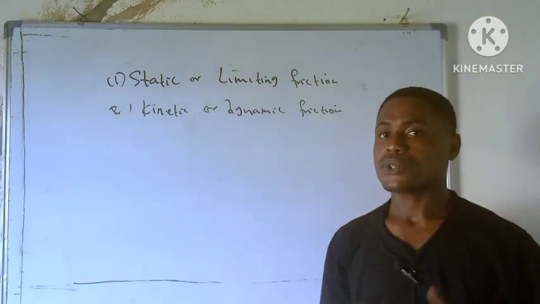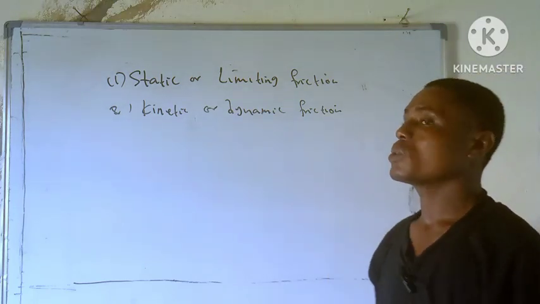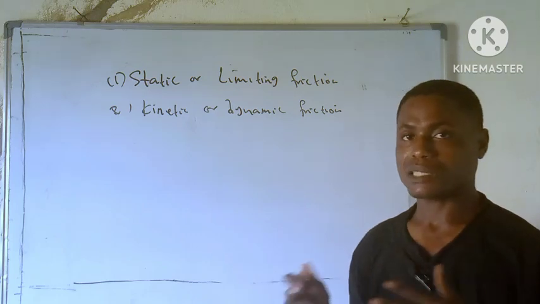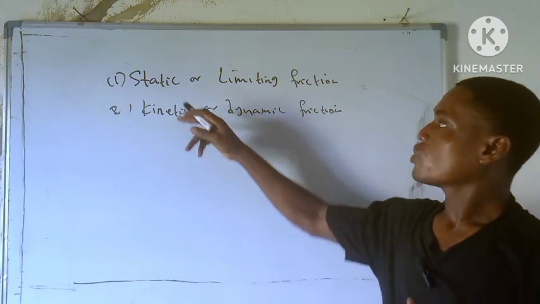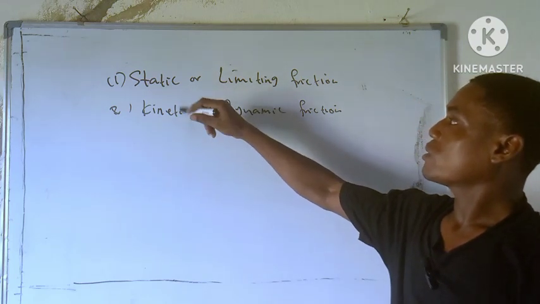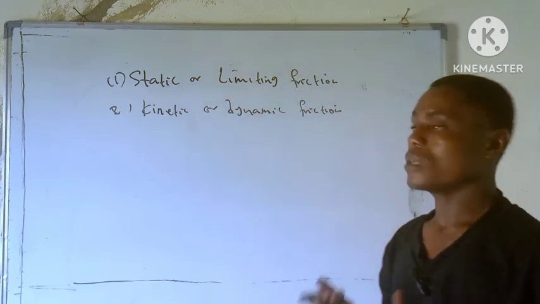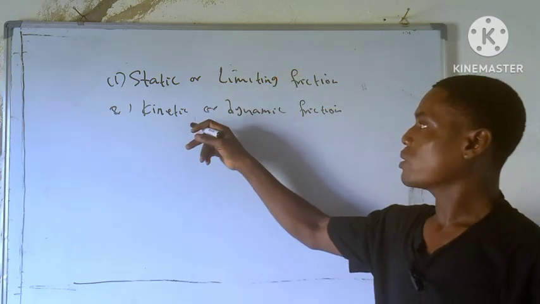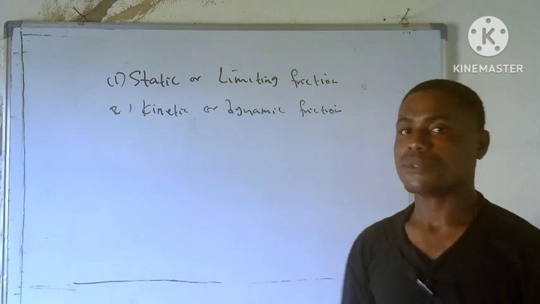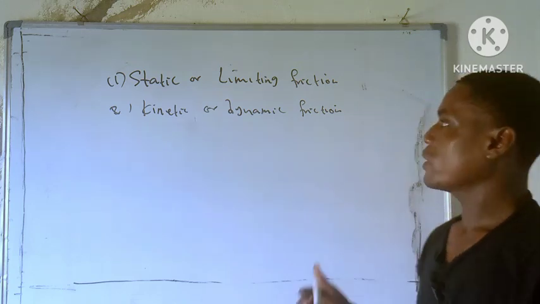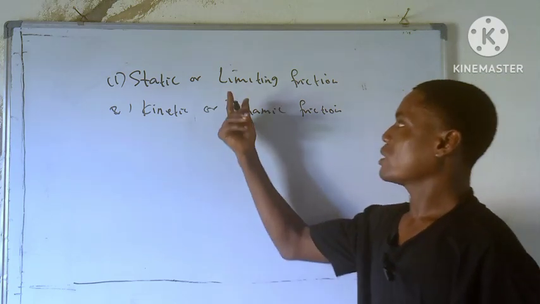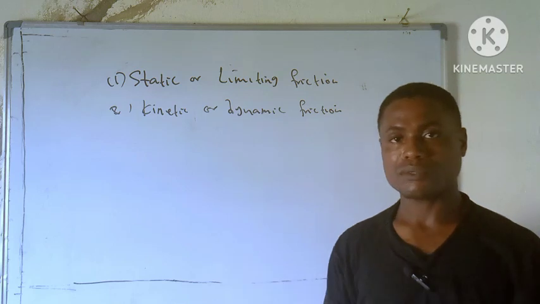In the study of motion under physics, there is something we call static and kinetic friction. The first one, you can either call it static or limiting friction. The second one, you can either call it kinetic or dynamic friction. Are you getting it? Now, let's know the difference between static and kinetic friction.